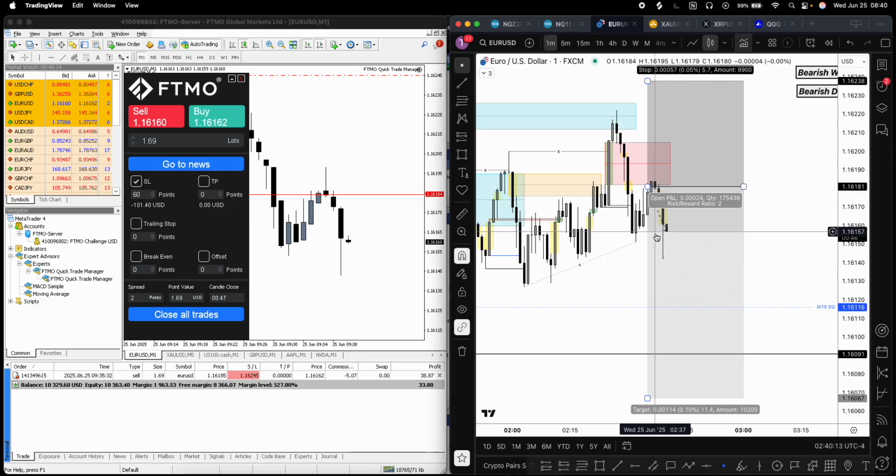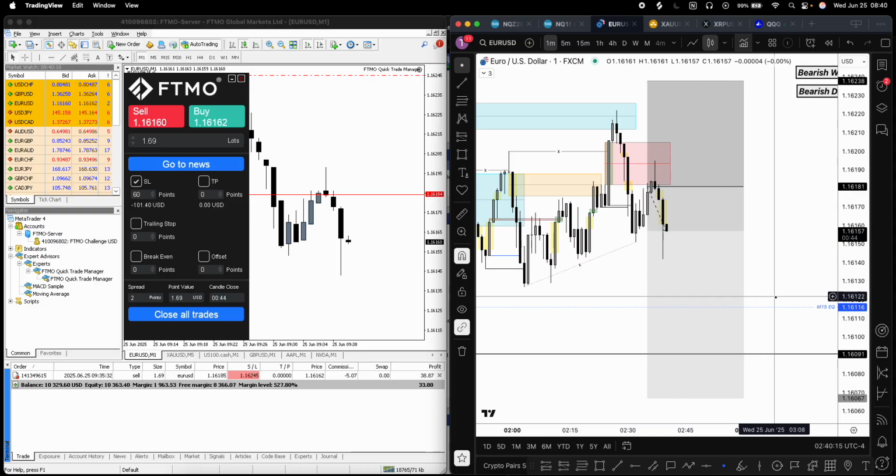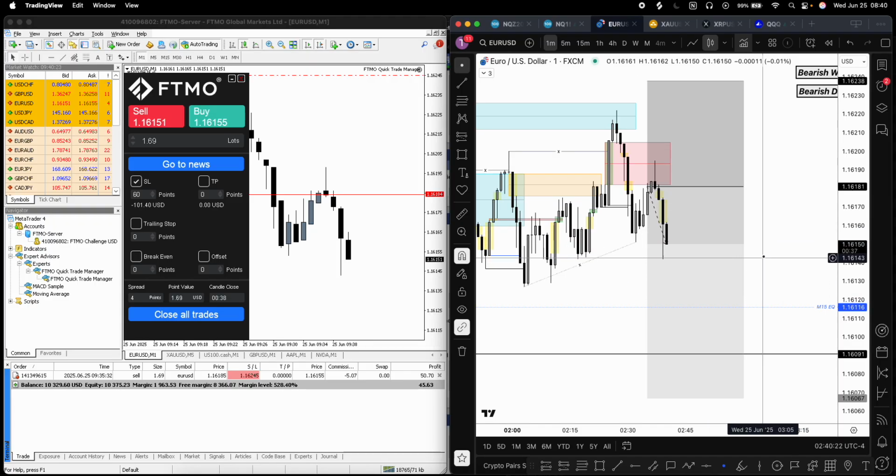Don't love that this candle closed with a big lower wick. Kind of shows bearish rejection, like it wants to go up, but we'll see. Up $50 at the moment.